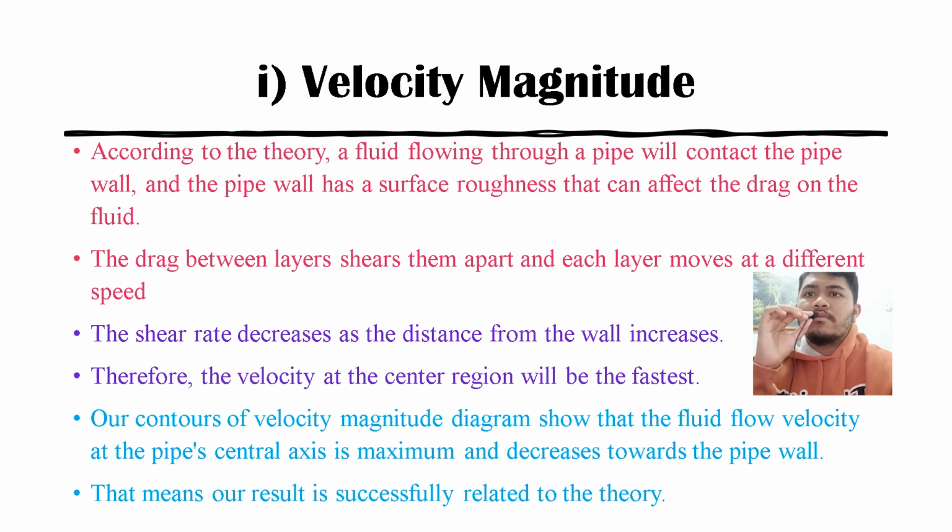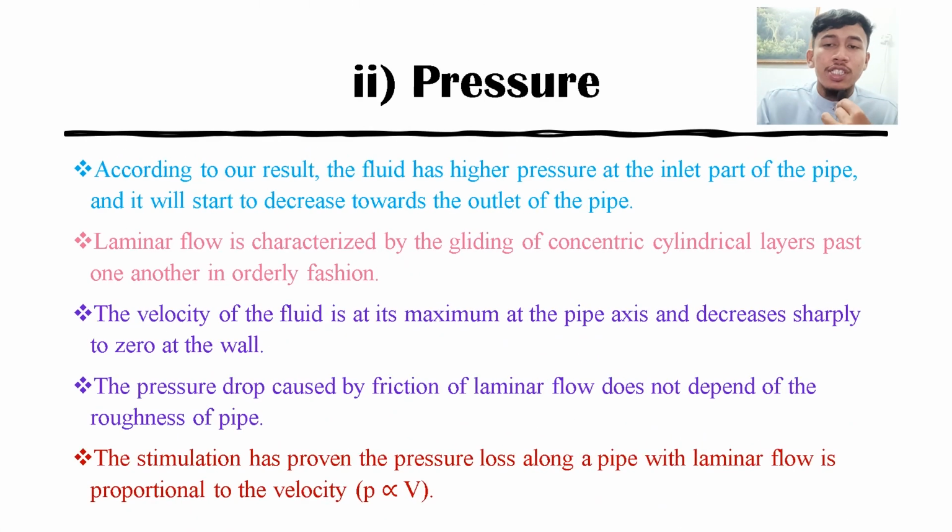Our contour for velocity magnitude diagram shows that the fluid flow velocity at the pipe central axis is maximum and decreases towards the pipe wall. That means our result is successfully related to the theory. Next, pressure. Pressure also can be related between our result and theory. According to our result, the fluid has higher pressure at the inlet part of the pipe and it will start to decrease towards the outlet of the pipe.